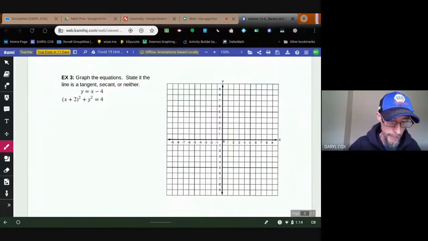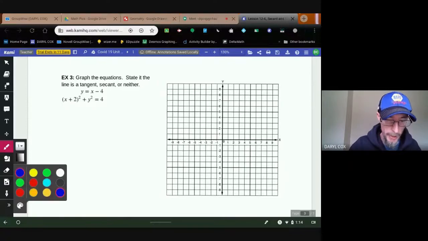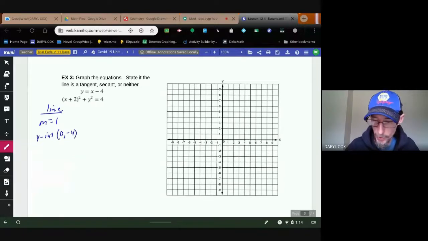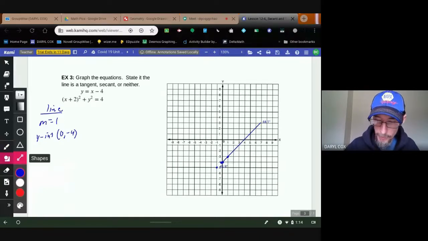So as you're graphing, you were able to say, okay, my line is easy because the line's already in the right form. My slope is 1. My y-intercept is 0, -4. So that's going to put me at this point, and I'm going to go up 1 over 1. I like going in the other direction as well, and I draw my line.